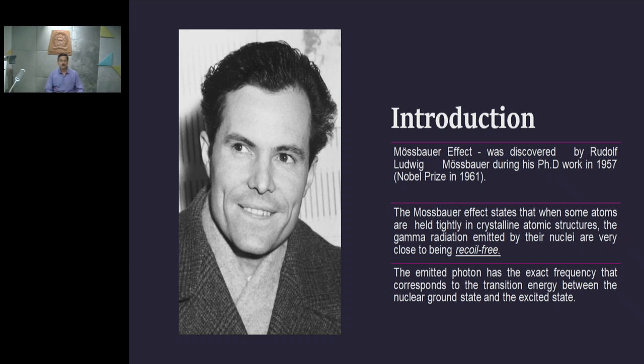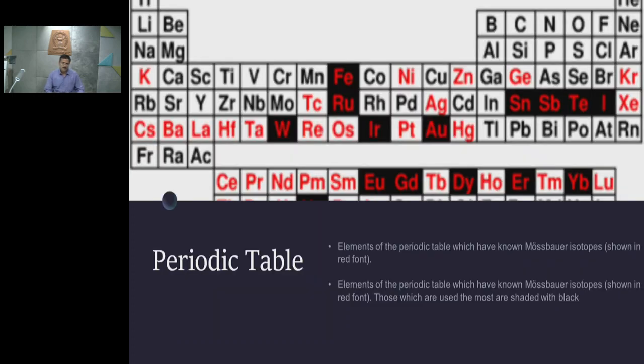Generally, the emitted photon has the exact frequency which corresponds to the transition between the nuclear ground state and excited state. That resonance phenomenon leads to Mossbauer spectroscopy. Then we see how different elements play a role as Mossbauer isotopes. The elements shown in the periodic table in red font are different Mossbauer isotopes.